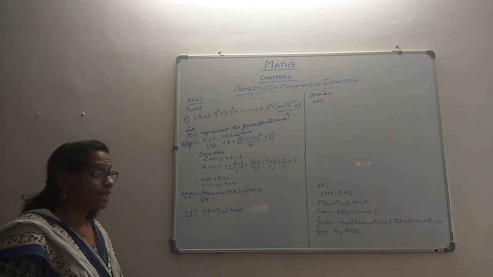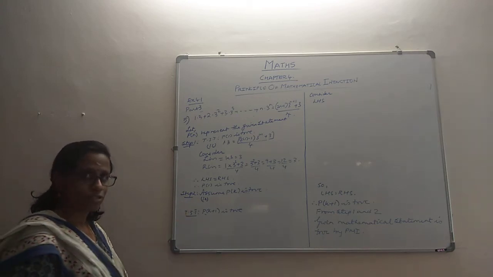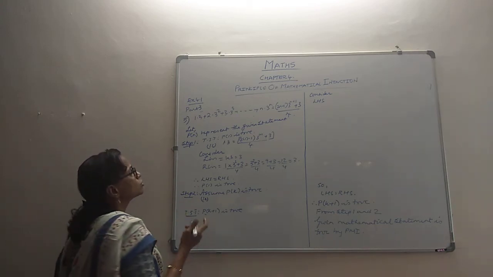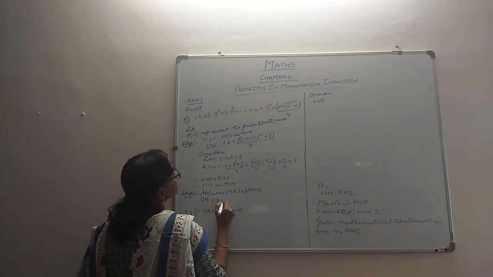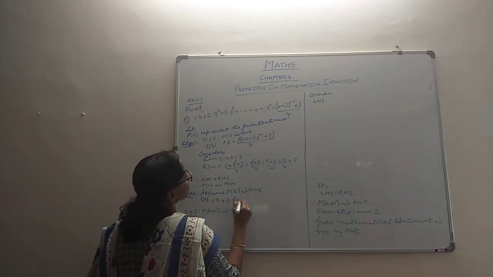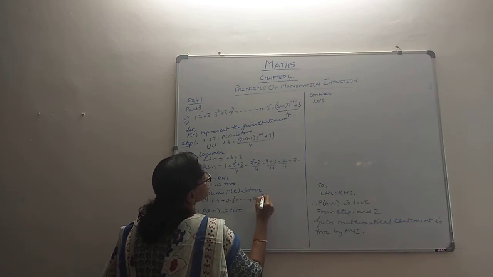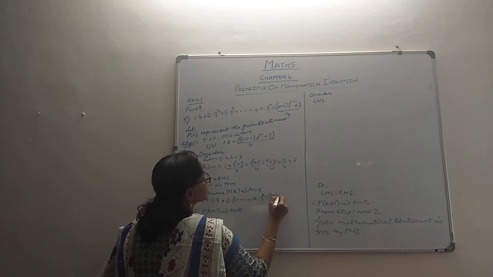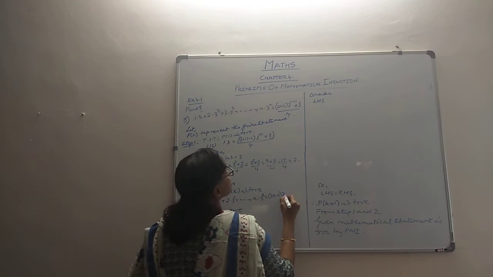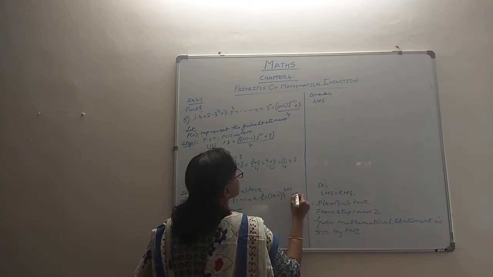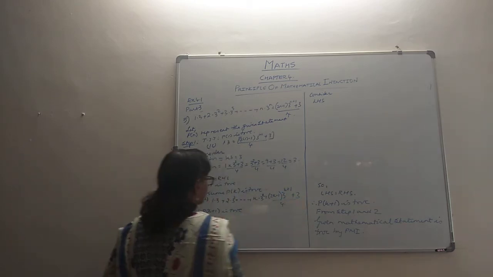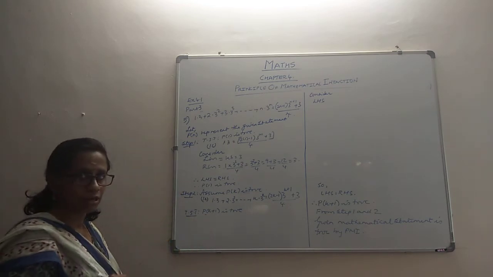Now in step 2, assume that P of k is true. Wherever n is coming, we are putting k. So what will come? 1 into 3 plus 2 into 3 squared and so on, k into 3 raised to k is equal to 2k minus 1 into 3 raised to k plus 1 plus 3 by 4. That is what we have assumed.